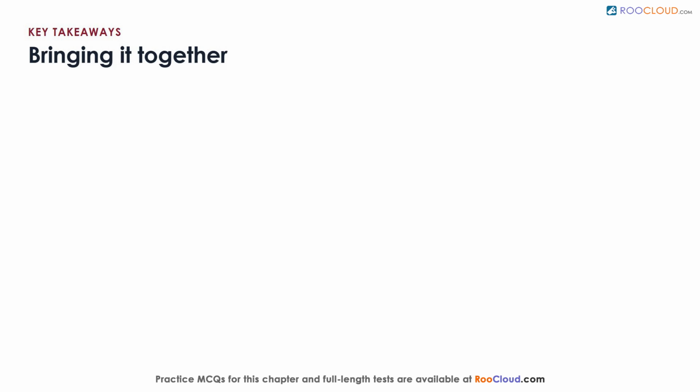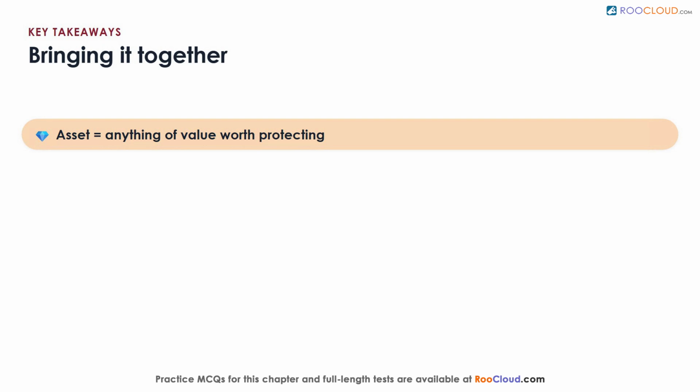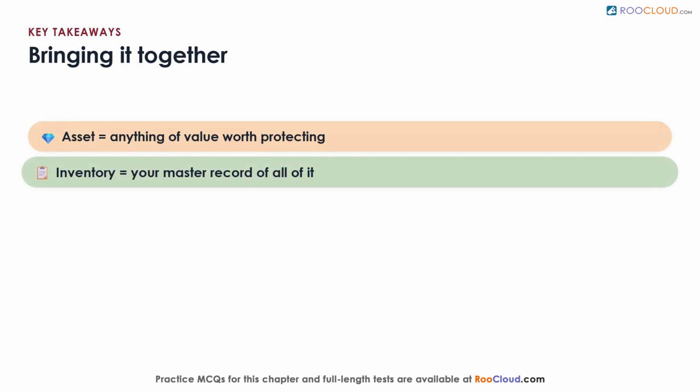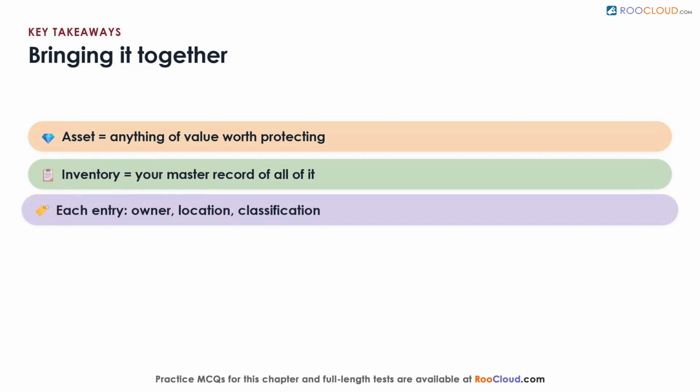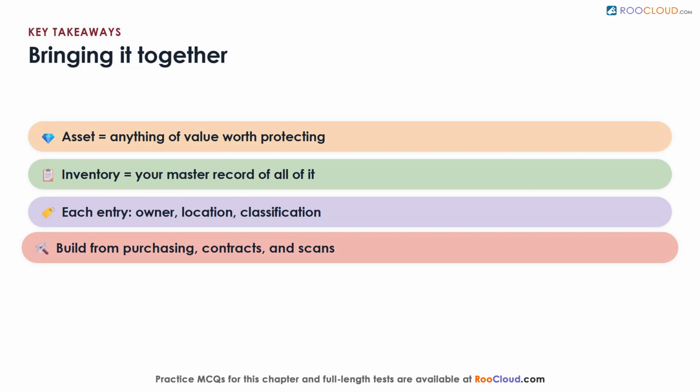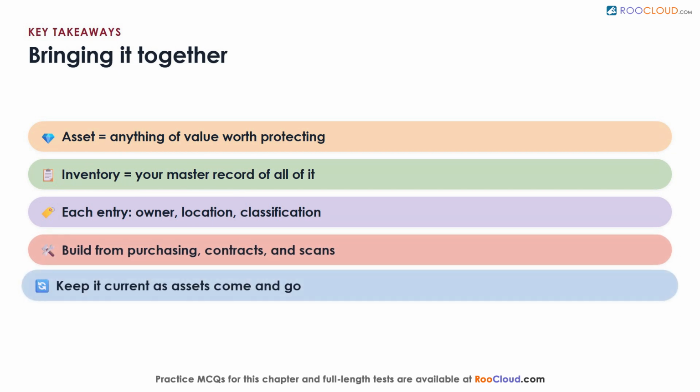So let's bring it together. An asset is anything of value worth protecting. The inventory is your master record of all of it. Each entry carries an owner, a location, and a classification. You build it from purchasing, contracts, and scans. Then you keep it current as assets come and go. Get this right, and every other control has a foundation.